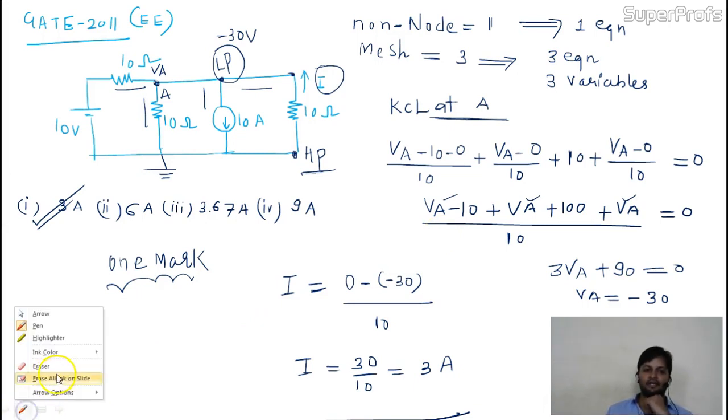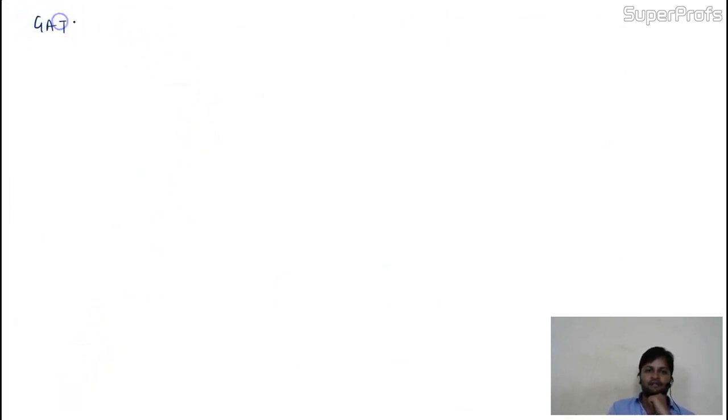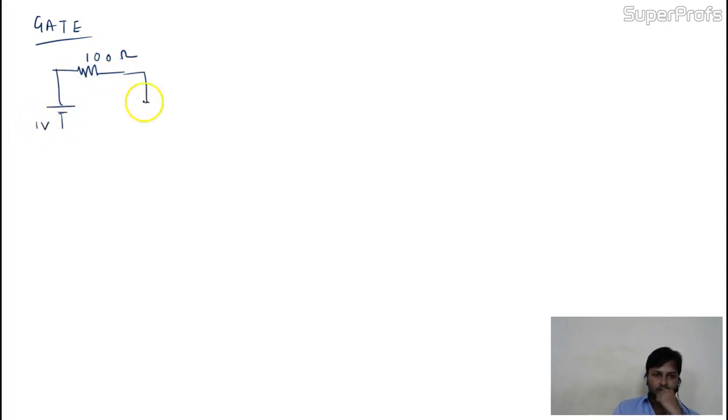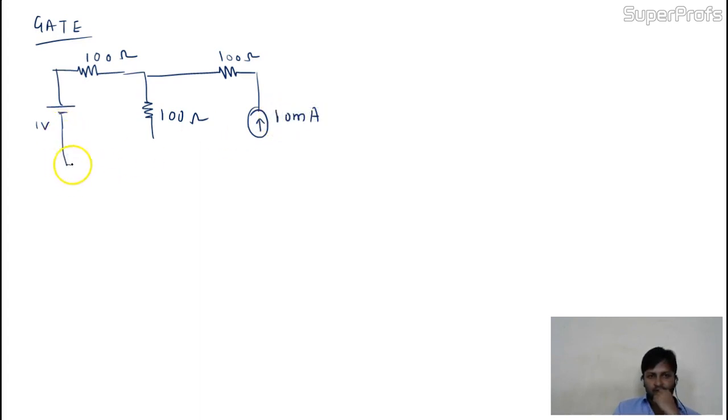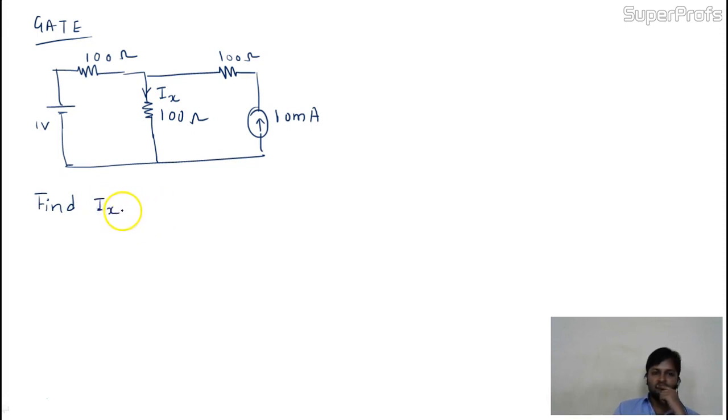Again, I'm taking one more example, a GATE question only. Your question is: 100 ohm, here 1 volt, here 100 ohm, 100 ohm, 10 milliampere, 10 milliampere. Okay, friends, and here they mention IX, and the question was to find IX, in milliampere.